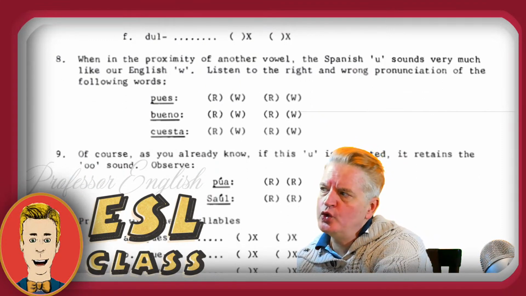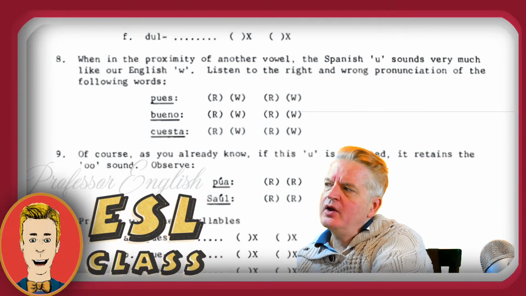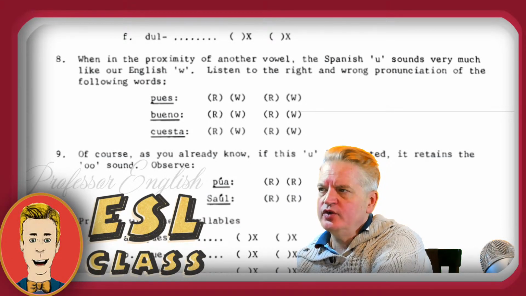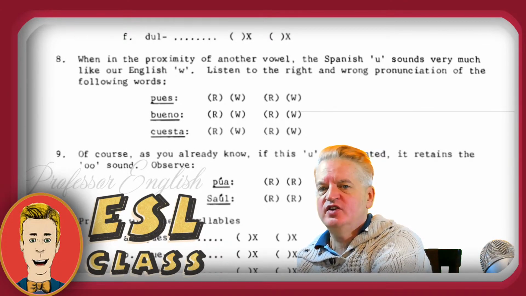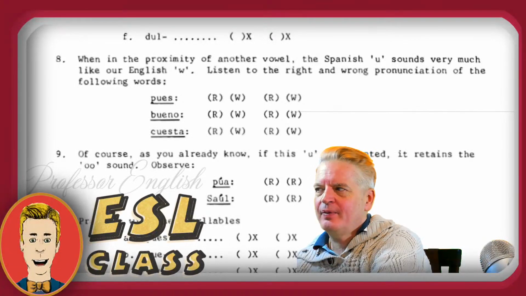Number 8. When in the proximity of another vowel, the Spanish U sounds very much like the English W. Listen to the right and wrong pronunciation of the following words. First word is P-U-E-S. Pues, pues. So pues is correct if I'm saying it right, and pues is not correct.